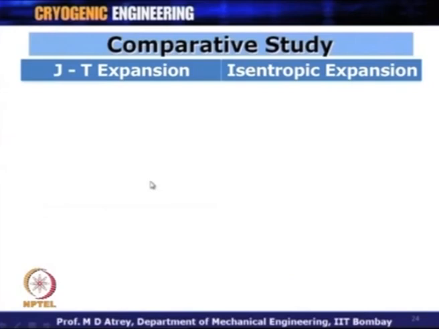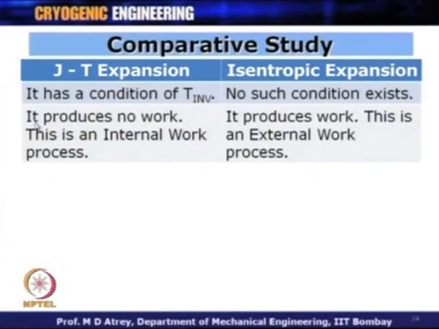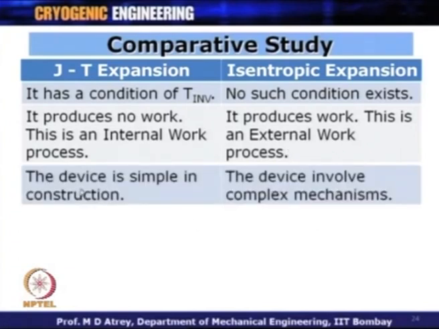Similarly, when I have a JT expansion, I get no work output, and therefore this is called an internal work process, while here I get some work output and therefore it is called an external work process. The JT expansion is a very simple device, very simple in construction, while in this case you will have a lot of rotary mechanism, reciprocating mechanism, lot of linkages, frictional losses, etc., and therefore the device is a complex device.